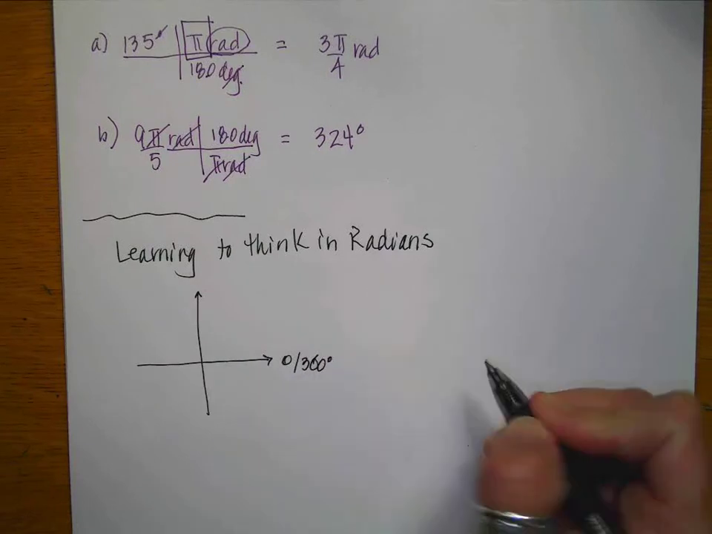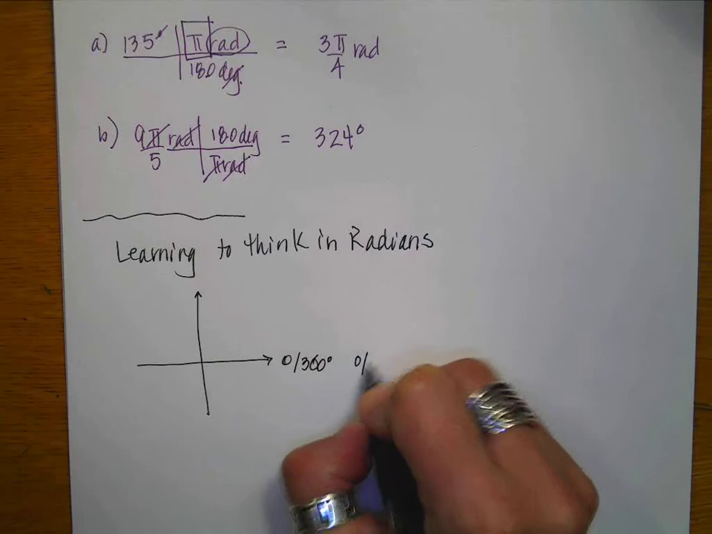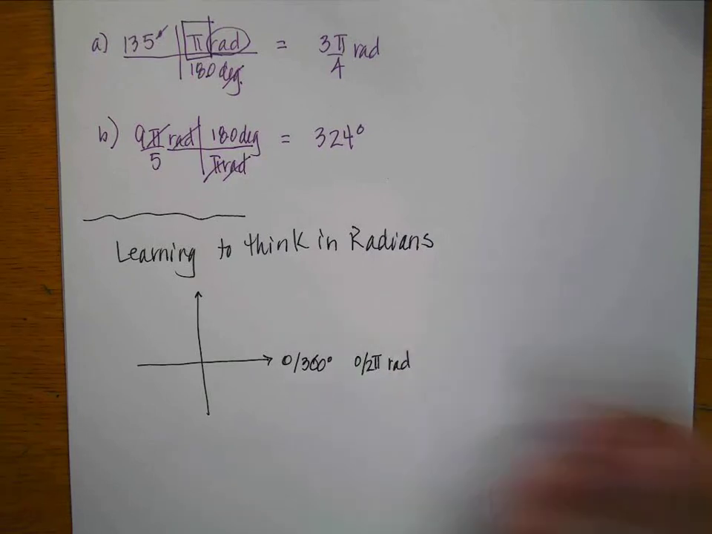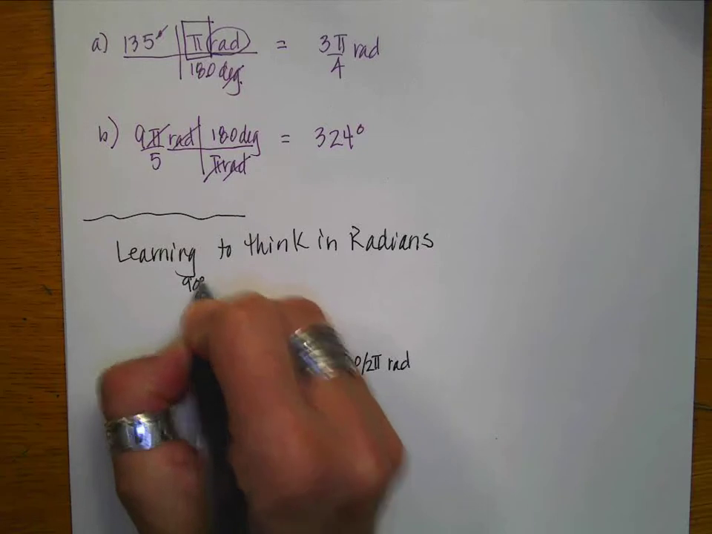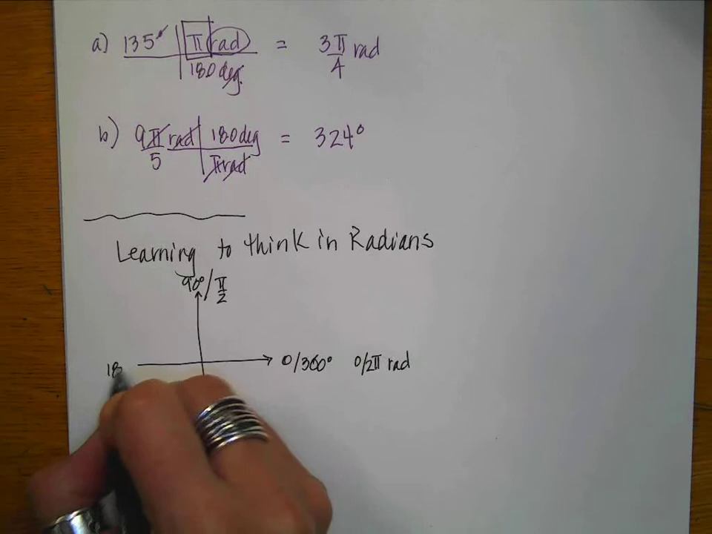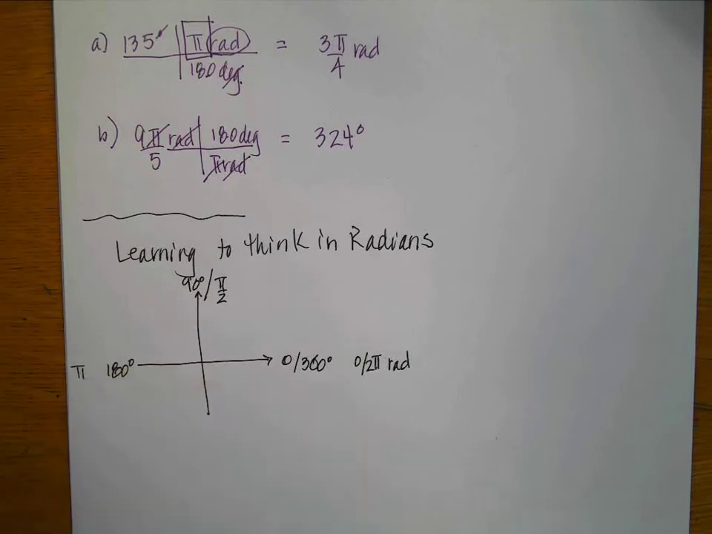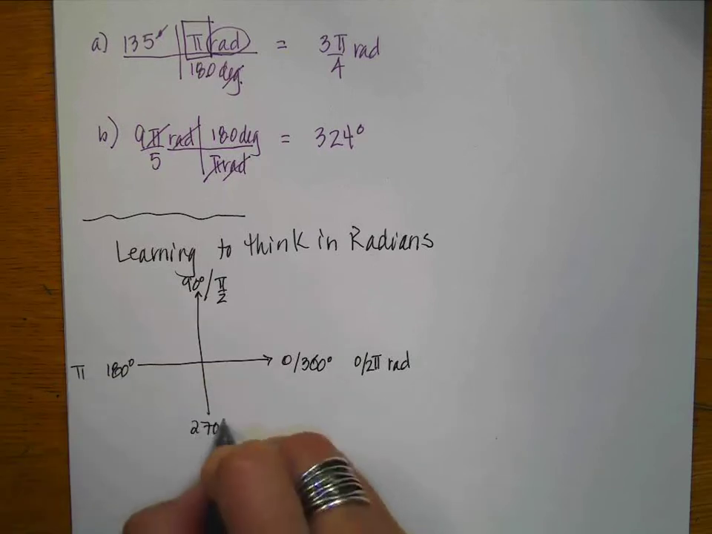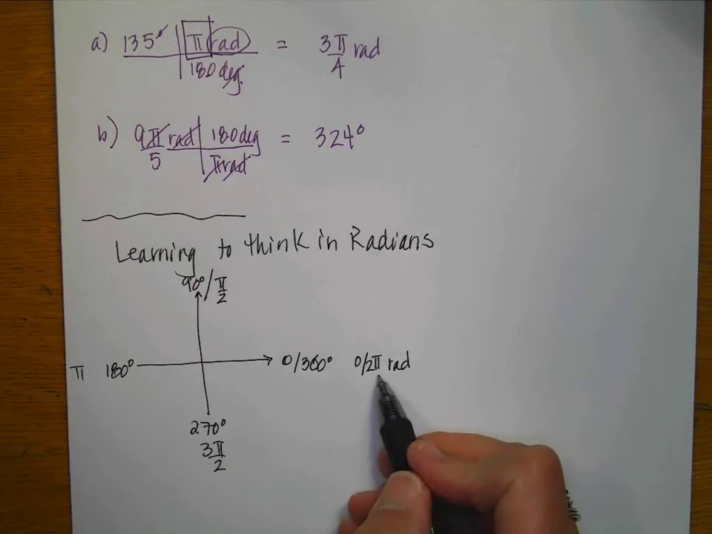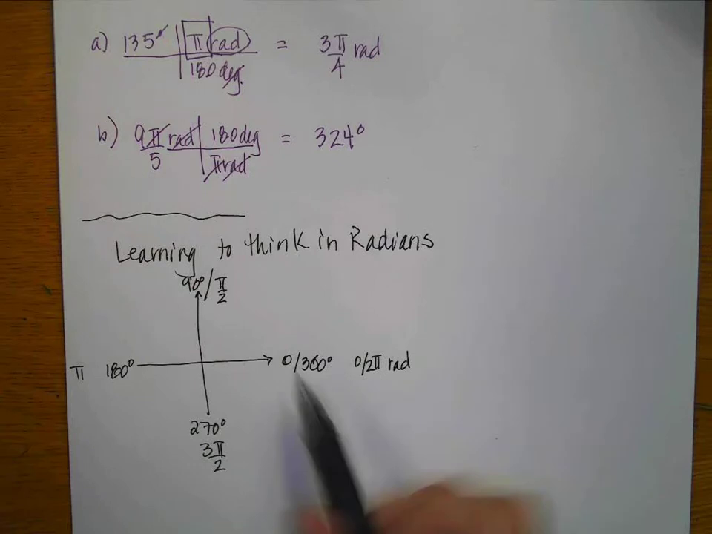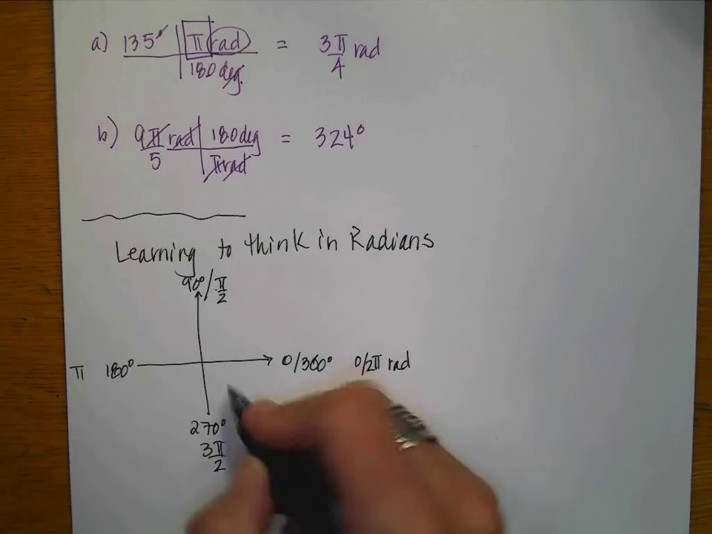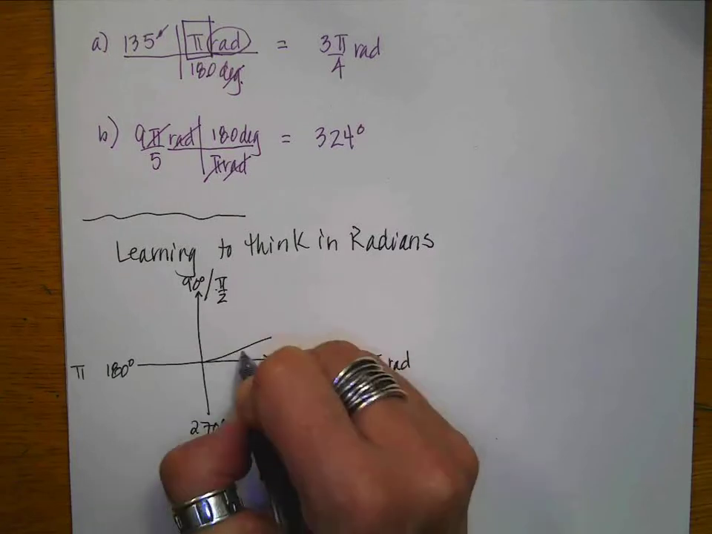So this is 0 or 360 degrees. It is also 0 or 2 pi radians, okay? This is 90 degrees or pi over 2. This is 180 degrees or pi. This is 270 degrees. This is 3 pi over 2. And then all the way around the circle is 2 pi. So I will expect you to have those memorized as far as radians.